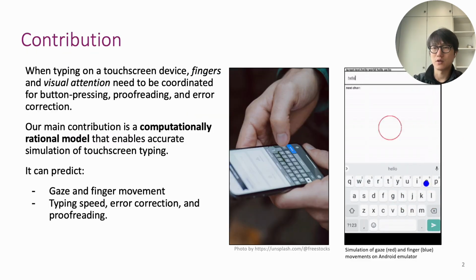The main contribution of this work is a computationally rational model of human typing that enables accurate simulation of typing behavior. It can predict the gaze and finger movement as well as performance and strategies.